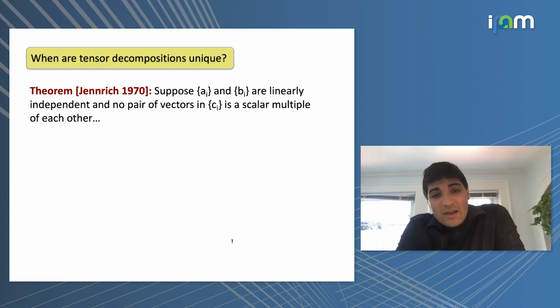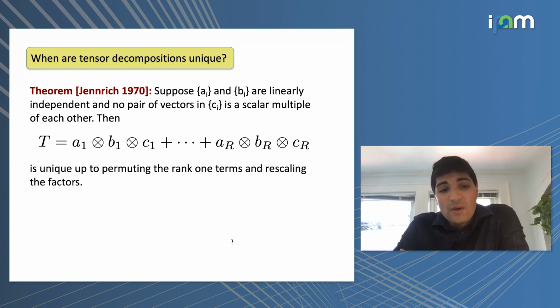So imagine that I give you a set of factors, A_i, B_i, and C_i, and they have the following conditions. First, the collection of vectors for the A_i's are linearly independent. Same thing goes for the B_i's. They're all linearly independent. And then you can actually afford a slightly tamer condition on the C_i's. You can just require that there's no pair of vectors in C_i that point in the same direction. So there's no pair of vectors in C_i that are scalar multiples of each other.